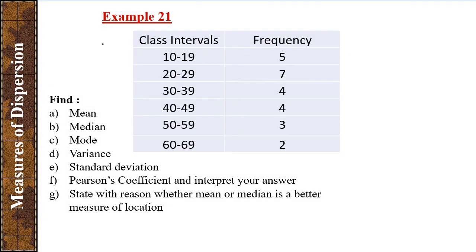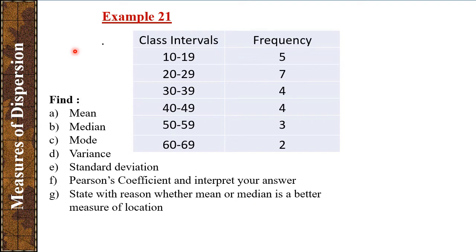Right, so next we go to example 21. Find the mean, median, mode, variance, standard deviation, and then the Pearson coefficient, and then lastly state the reason whether mean or median is better. Remember, for question G, we refer to the notes earlier. There is a note on the right. It mentions whether median or mean is better. Right, so we go to the solution.